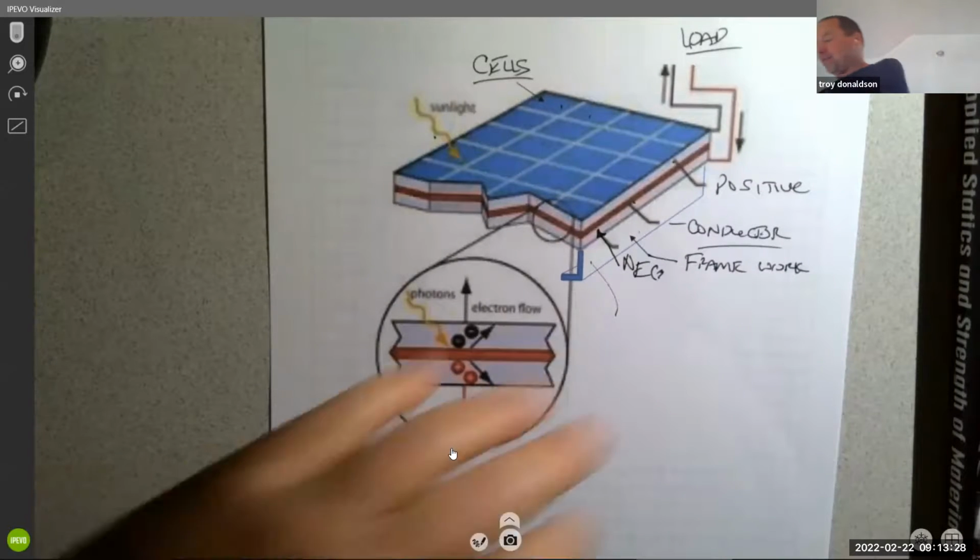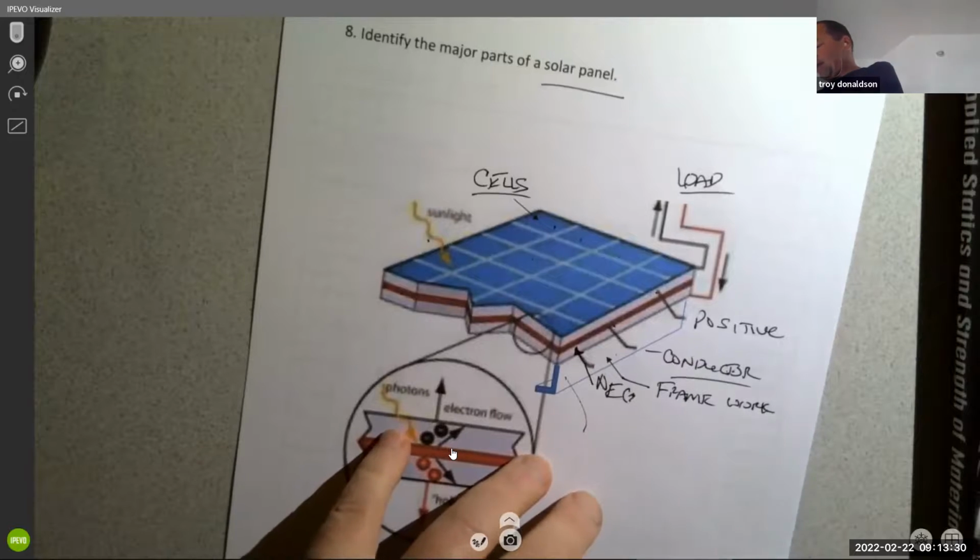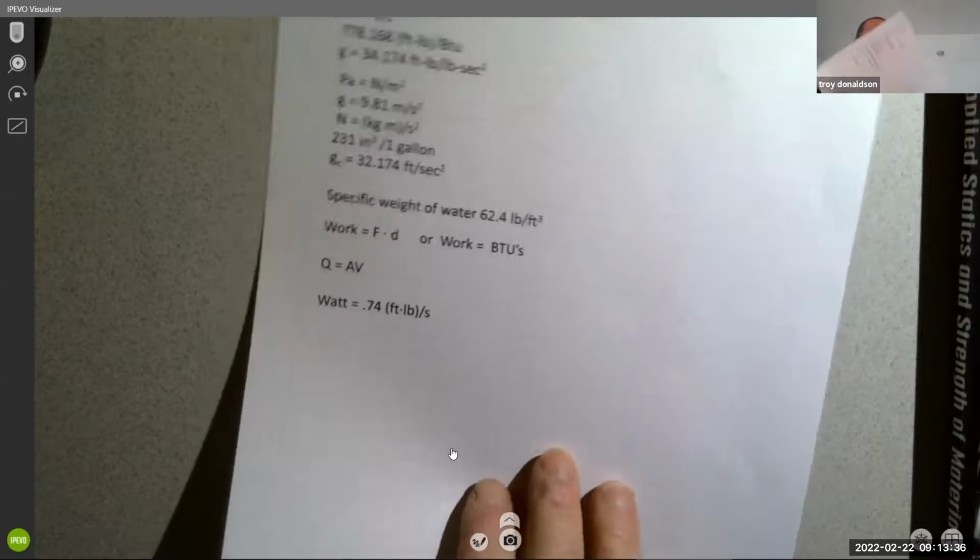So again, not the greatest diagram for you, although we have squares. So sorry about that. And that's the end.